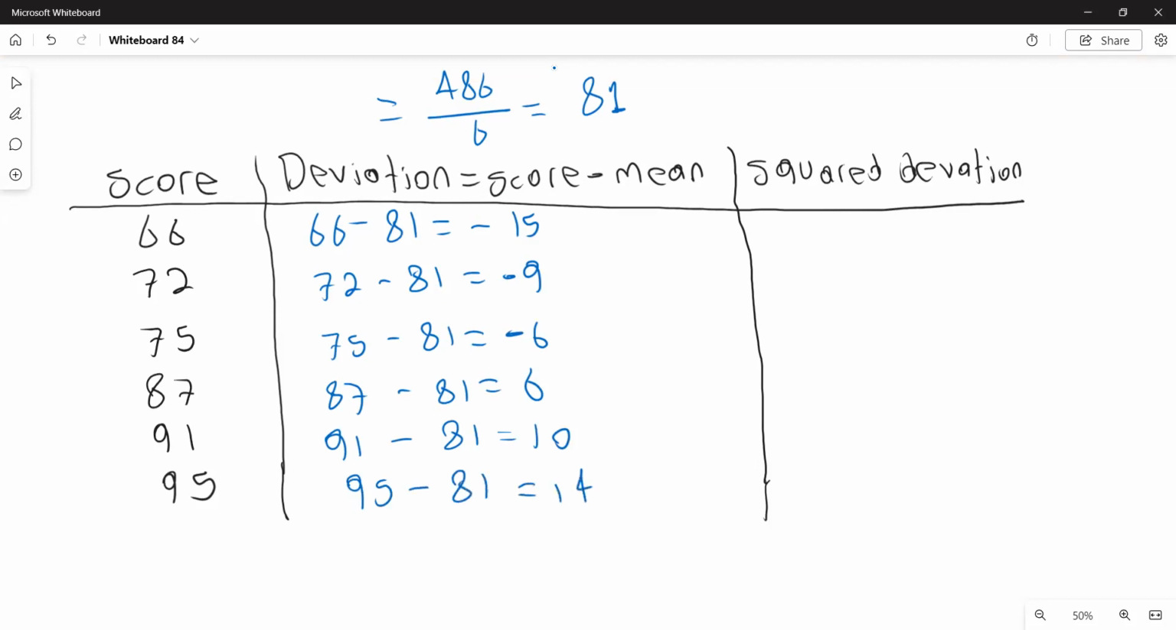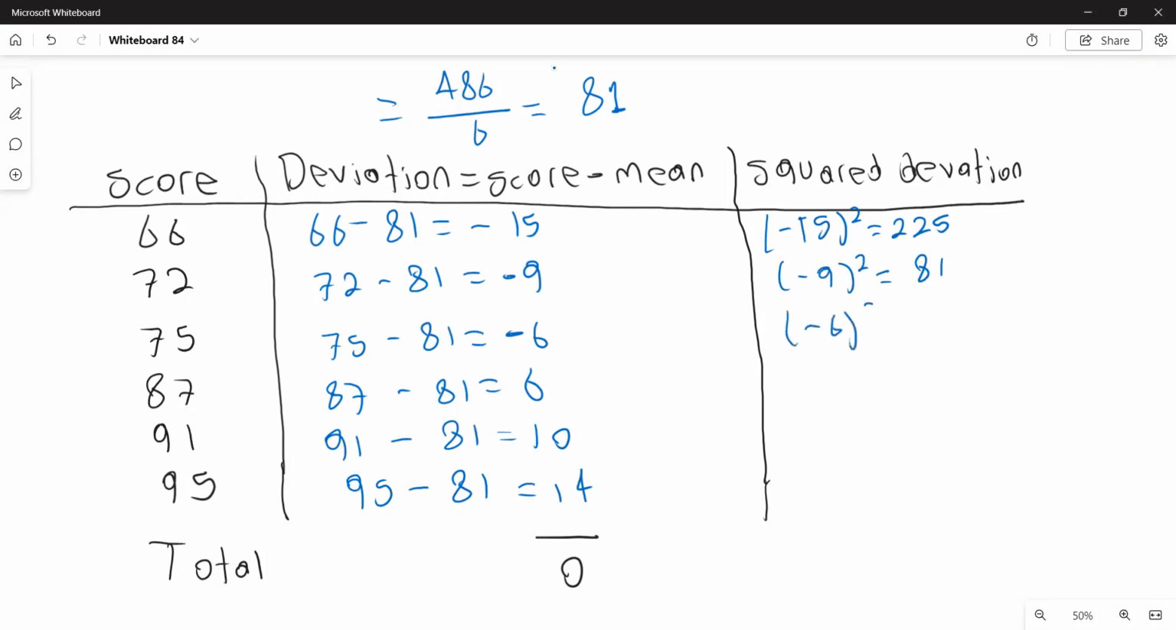And finally, we're going to square each value. So far, not surprisingly, the sum of the deviations is 0. So we need to square the deviations. We're going to square each value in the middle column: negative 15 squared, negative 9 squared, negative 6 squared, 6 squared, 10 squared, and 14 squared.